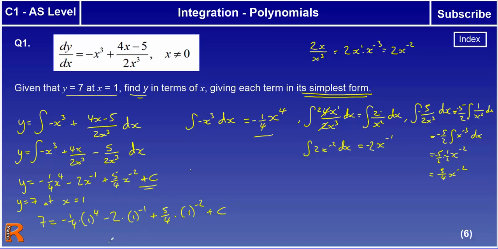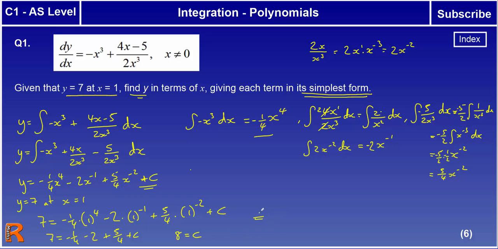All these powers of 1 are just 1, so 7 equals minus a quarter minus 2 plus 5 over 4 plus a constant. Minus a quarter plus 5 over 4 is just 1, because 5 over 4 taken away a quarter is 4 over 4, which is 1, plus the minus 2, minus 2 plus 1 gives us minus 1. Take the minus 1 over the other side, becomes plus 1, so we get 8 equals c.